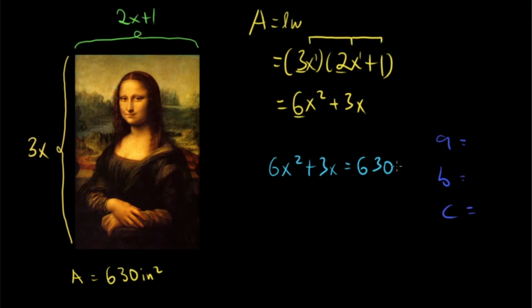Kailangan mo lang munang i-rewrite siya sa standard form, which means kailangan naka-equate sa 0. Paano natin gagawin yun? Alisin lang natin 630 sa right side, idaan natin siya sa left side. So, 630 minus 630 will be 0. And then, sa left side, meron ka ng 6x squared plus 3x minus 630. Then, pwede mo nang i-define si a, b, and c.